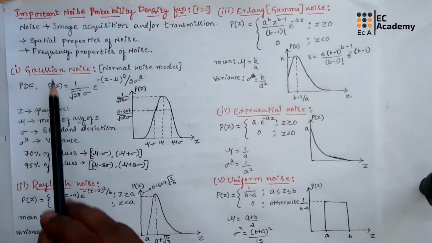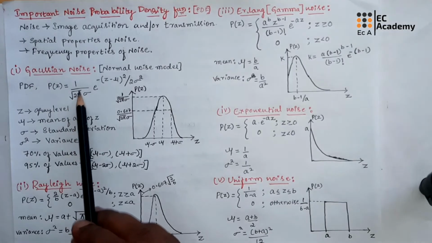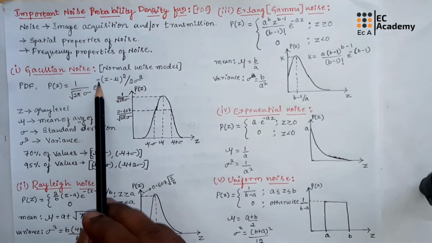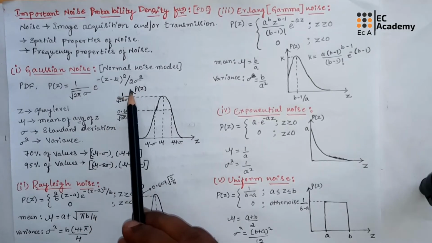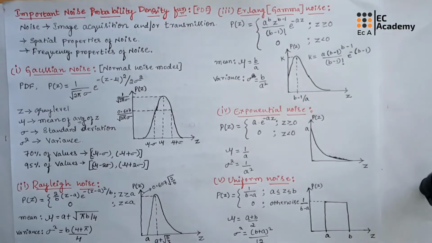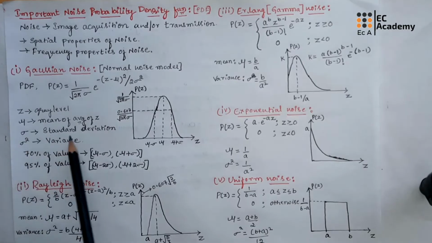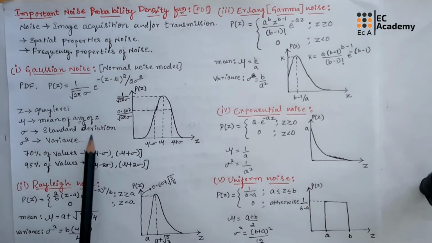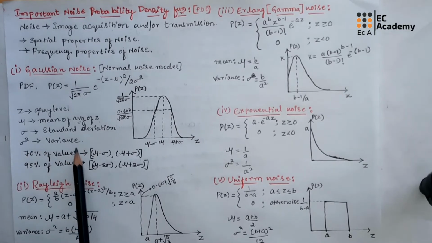The PDF of Gaussian noise can be given as P of z is equal to 1 divided by square root of 2 pi into sigma into e to the power of minus of (z minus mu) whole square divided by 2 sigma square. In this equation, z represents the gray level of an image, mu represents the mean or average value of z, sigma represents the standard deviation, and sigma square represents the variance.